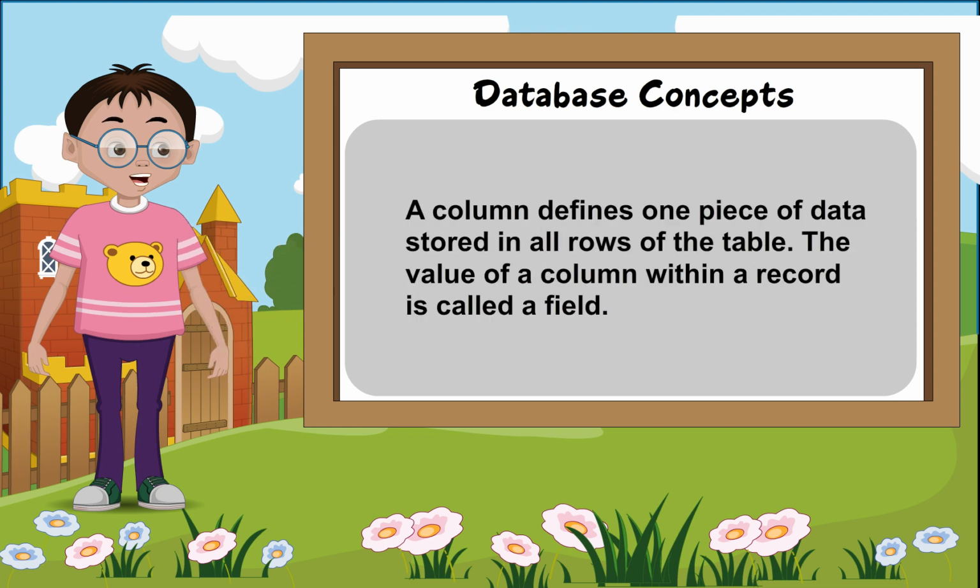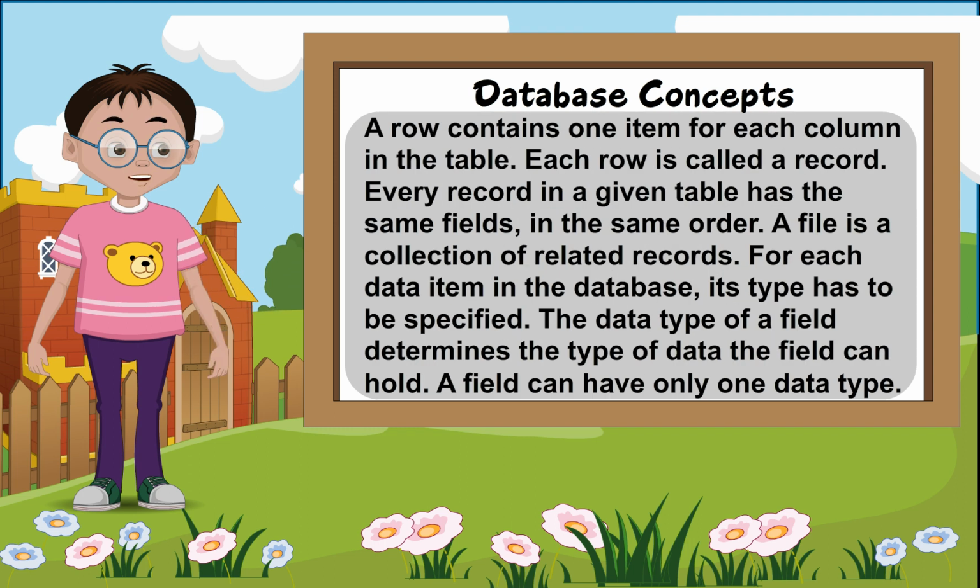A column defines one piece of data stored in all rows of the table. The value of a column within a record is called a field. A row contains one item for each column in the table. Each row is called a record. Every record in a given table has the same fields in the same order. A file is a collection of related records.